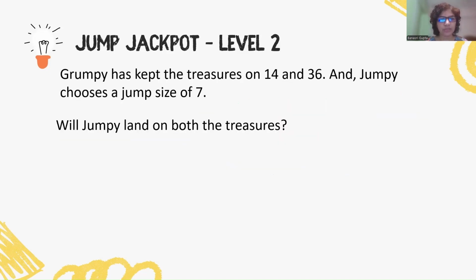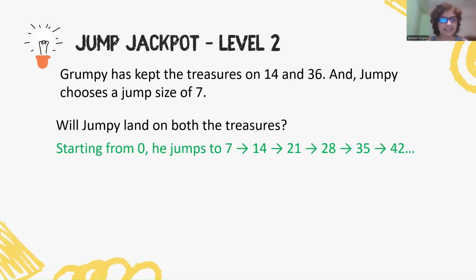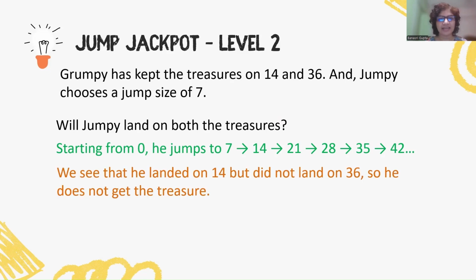As before, Jumpy has to start from 0. Jumpy now keeps the treasure on 14 and 36, and Jumpy chooses a jump size of 7. So will Jumpy land on both the treasures and finally unlock his treasure? Let us see. He starts jumping from 0. So he lands on numbers 7, 14, 21, 28, 35. Then directly to 42. He doesn't reach 36. So we see that he landed on 14, but he doesn't land on 36. So he doesn't get the treasure.